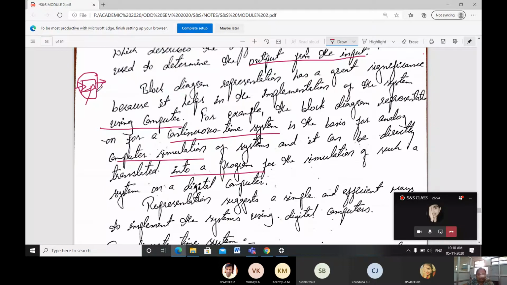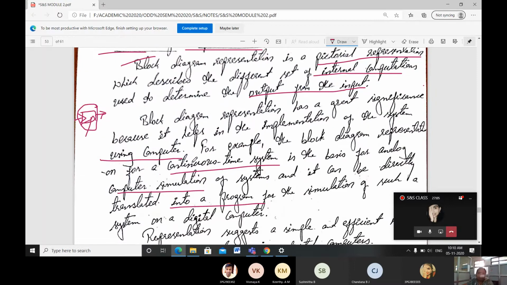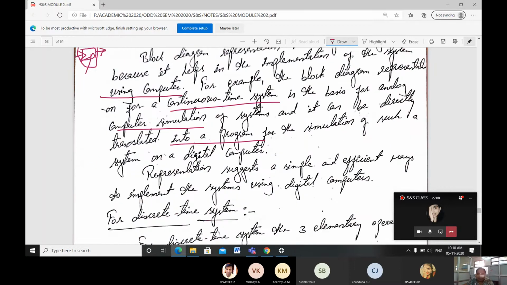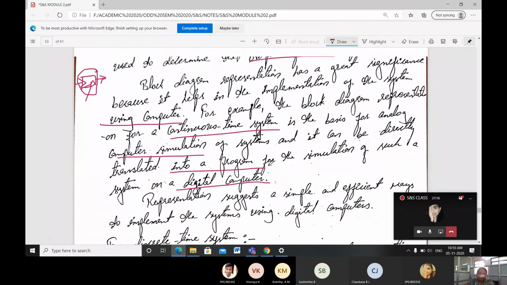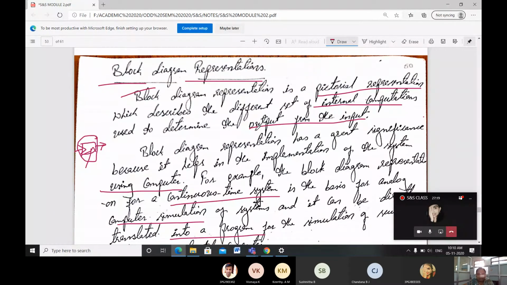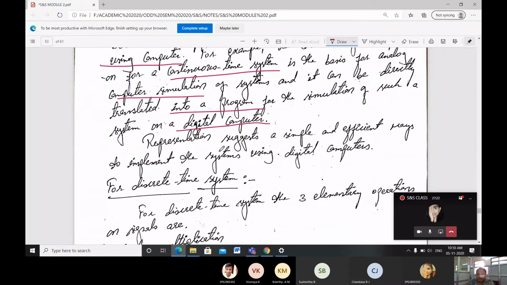That is our system. That operation taken in the hardware part is converted to a program. Okay, in such applications this is used, this is very important. Translate into a program for the simulation of such a system in digital computers. In such applications we use block diagram representation. The representation suggests simple and efficient ways to implement systems using digital computers. This is the introduction.